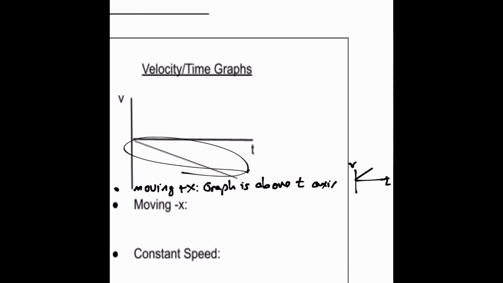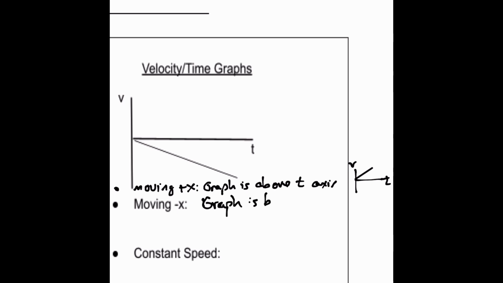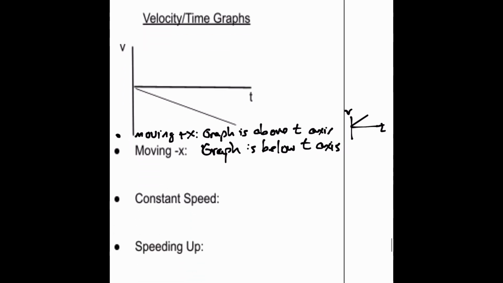Whereas this graph, you can see it's below the t-axis. That would be moving in the negative direction. Now constant speed would be a flat line, a flat zero slope. So if I have a velocity versus time graph and I had something that looked like this segment right here, that would be constant speed.